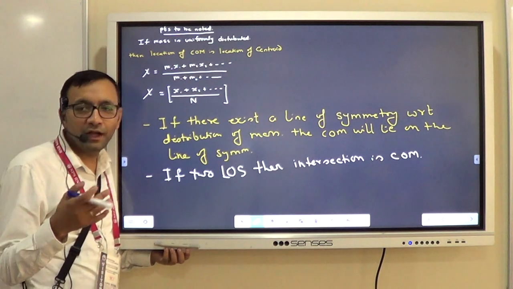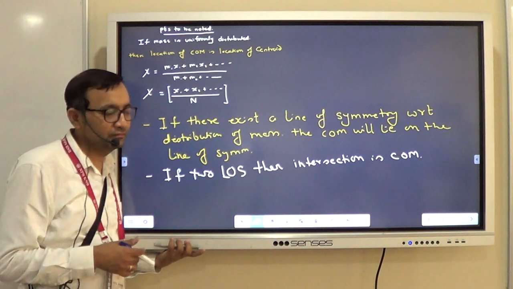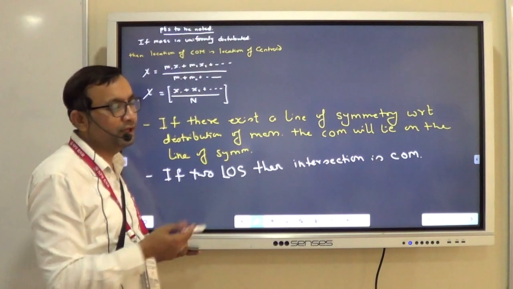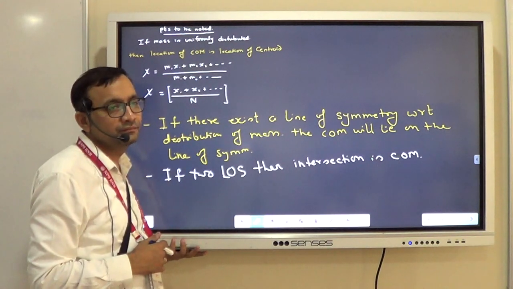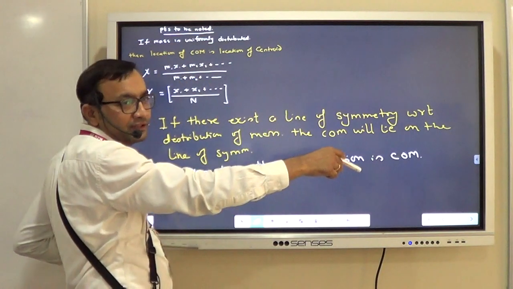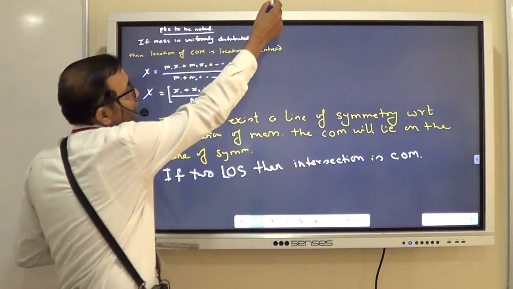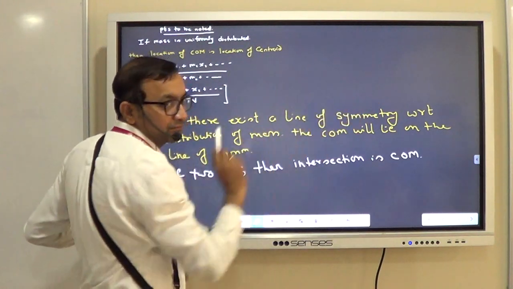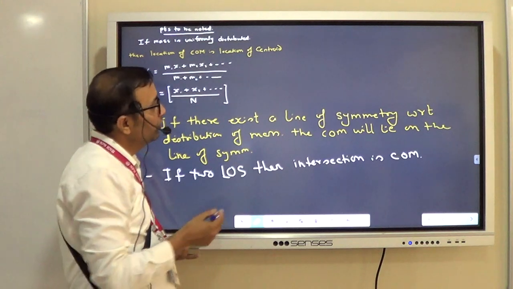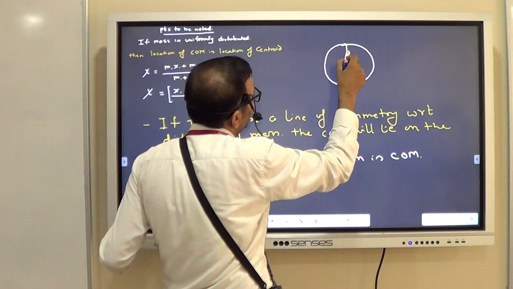Now there are a few regular shape objects for which you don't need to break your head over where the center of mass is. For example, this television, where will the center of mass be if mass is uniformly distributed? You draw diagonals, that and that. Line of symmetry is there, right? Diagonal. Intersection of the two diagonals, or intersection of this line and that line. Okay? Very simple.